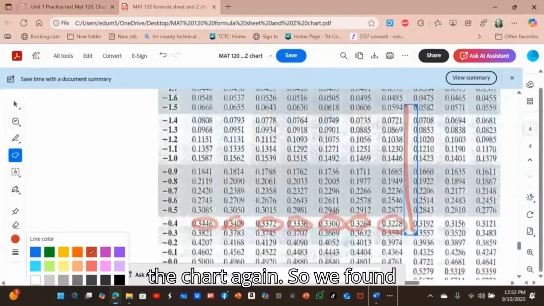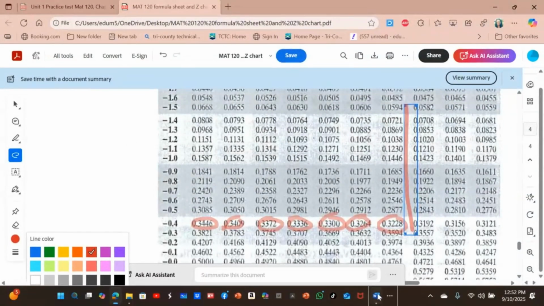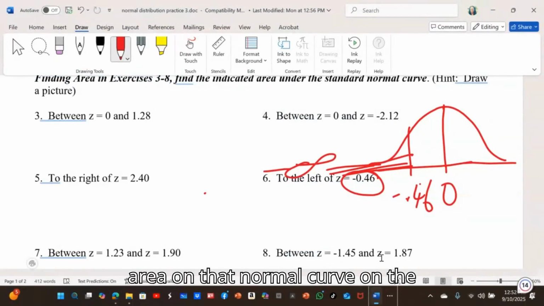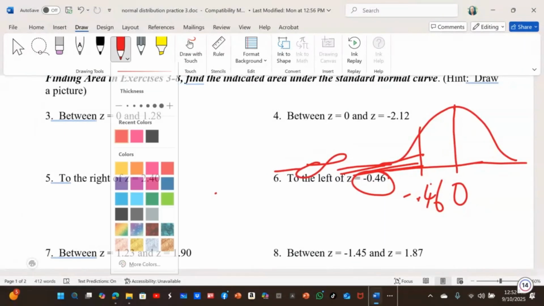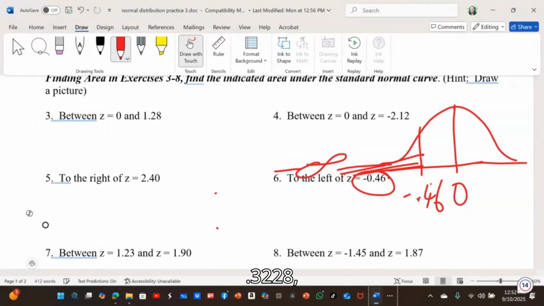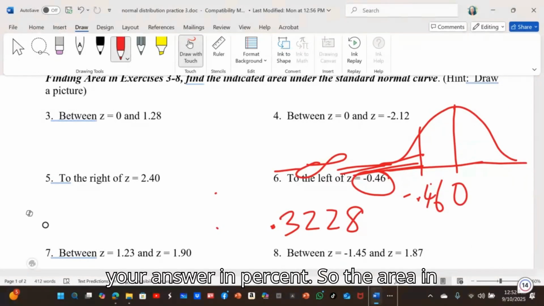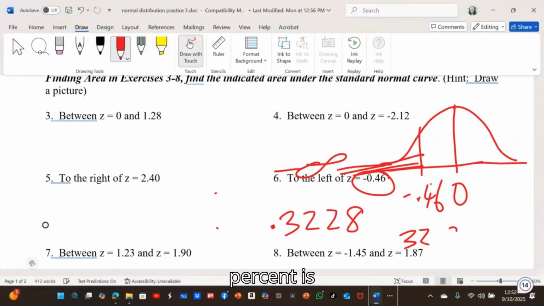So we found out it is 0.3228. So that area on that normal curve to the left of negative 0.46 is 0.3228 in decimal. You could be told to leave your answer in percent. So the area in percent is 32.28.